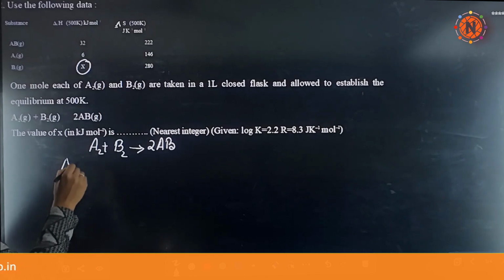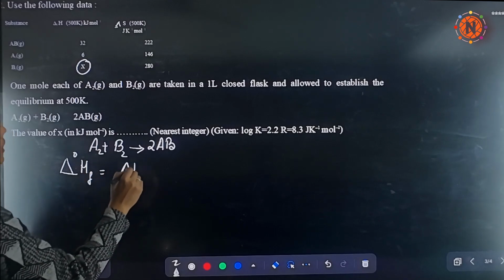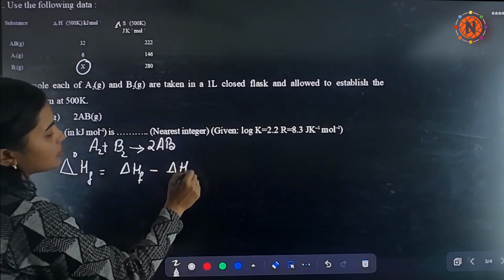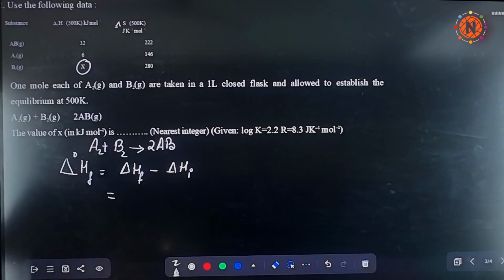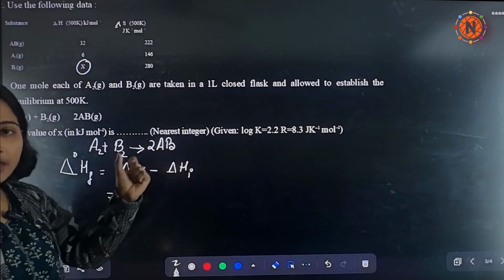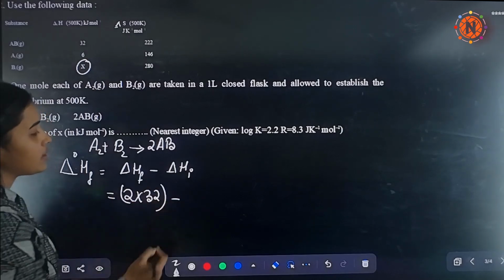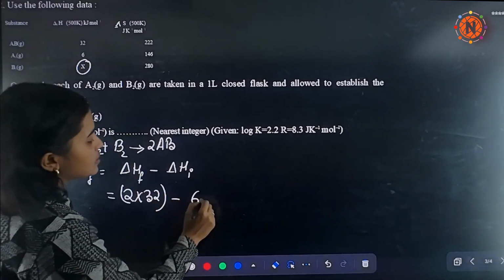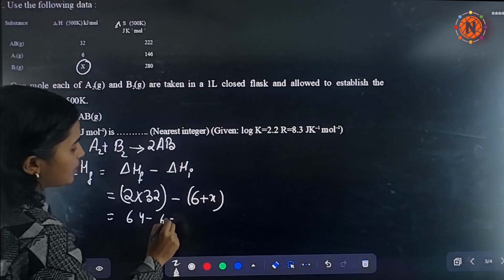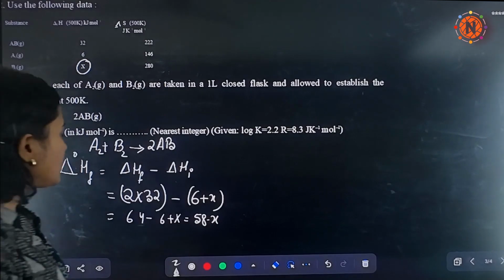We know how to find the delta H formula. Delta H naught formation equals delta H final minus delta H initial. In the final we have seen that it is given 32. So 2 moles of AB is formed, so we will write it as 2 into 32 minus the initial, that is 6 plus X. So it will be 64 minus 6 plus X, that equals 58 minus X, right?